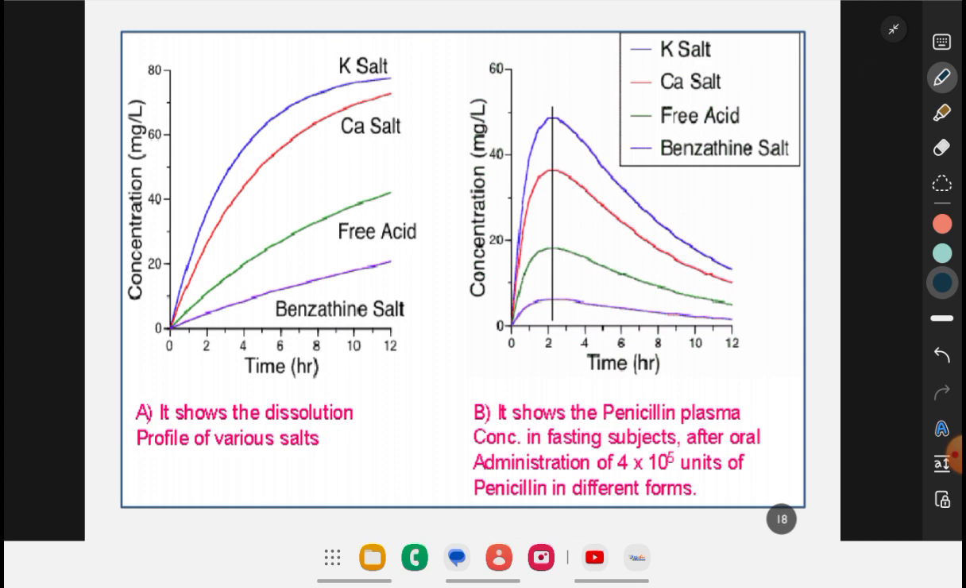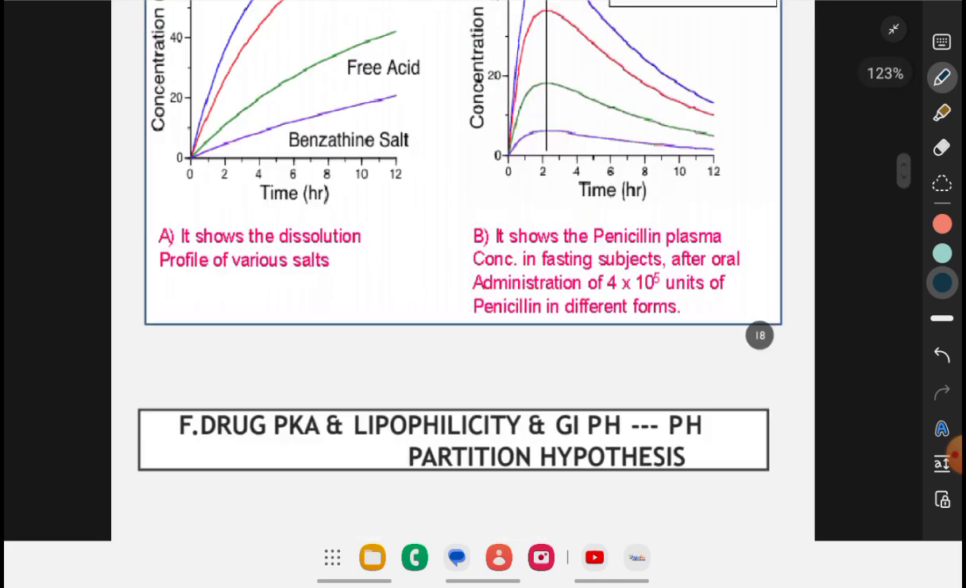Here it shows the dissolution profile of various salts like calcium, potassium, etc., and also shows the penicillin plasma concentration. These are concentrations in fasting subjects, clinical trials are done, and this data is obtained from that.